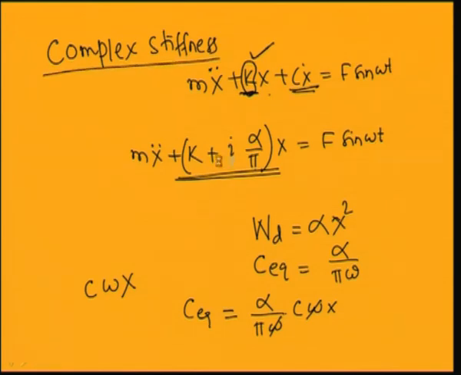So, in this case the equation of motion is written in this form. That is m x double dot plus (k plus i alpha by pi) x equal to, so let me take this forcing as e to the power i omega t. So, I can take this as e to the power i omega t.